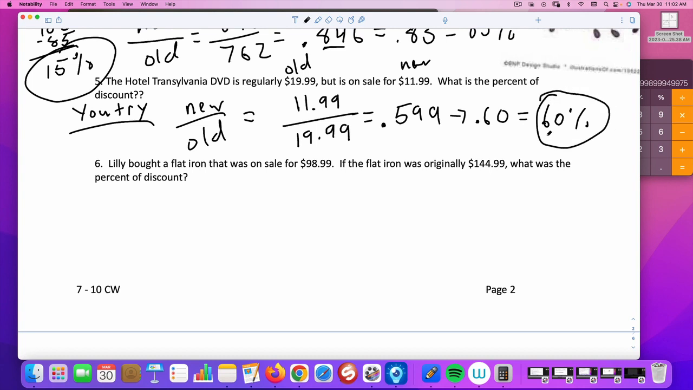Track the board. I got 60%, and I'm circling that as my answer. What's my blunder? I'll take a silent hand, Nora. 60% is how much I paid out of 100%, and I got 40% off, not 60% off.